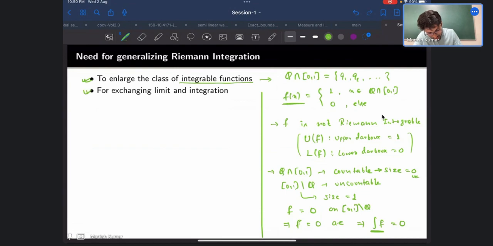Now the second one is for exchanging the limit and integration. Consider this sequence f_n(x), which is 1 when x belongs to the set {q1, q2, ..., qn}, and 0 otherwise. You can see that f_n(x) converges to f(x) pointwise. This f is the function I was talking about. And you know that the f_n are Riemann integrable.